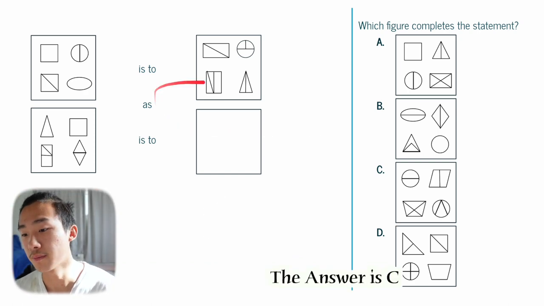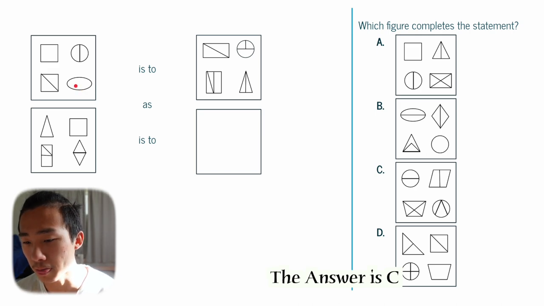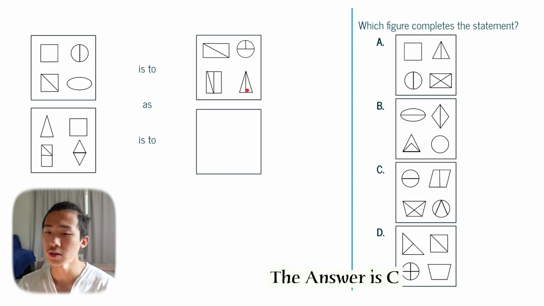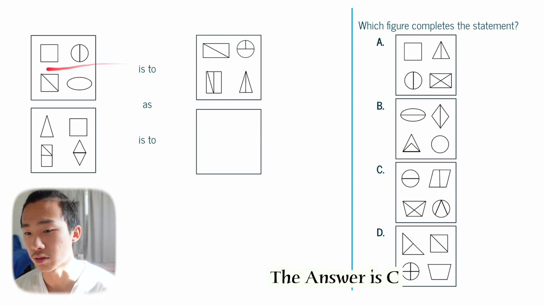Okay, so this one is quite tricky because there's no pattern in the shape change. The square can go into a rectangle that's horizontal, but this square goes into this, and this circular shape over here is still a circular shape, but the circular shape over here turns into a triangle. So it's very confusing, and there's no change in angles, right angles or so.